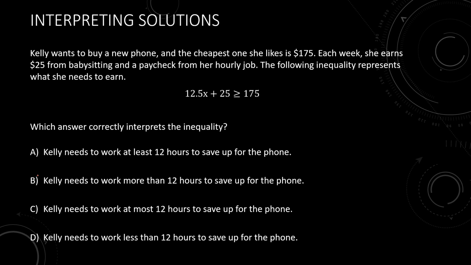Kelly wants to buy a new phone. The cheapest one she likes is $175. Each week, she earns $25 for babysitting and a paycheck from her hourly job. The following inequality represents what she needs to earn. Which answer correctly interprets the inequality? Well, first, let's solve. Right, subtract 25. Again, I'm going to finish this up here.